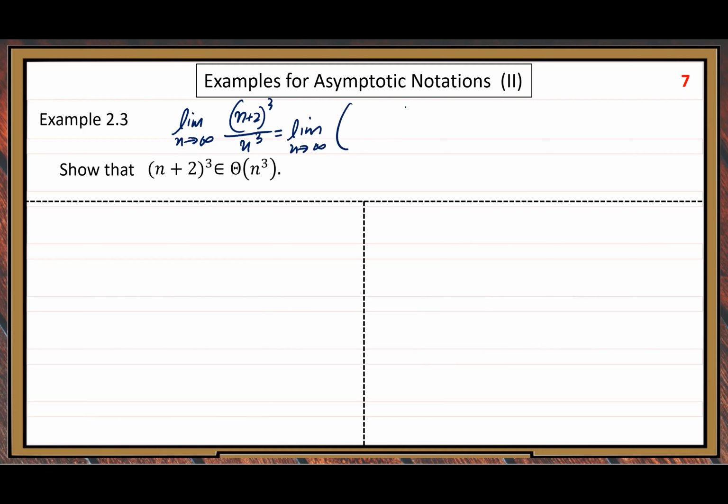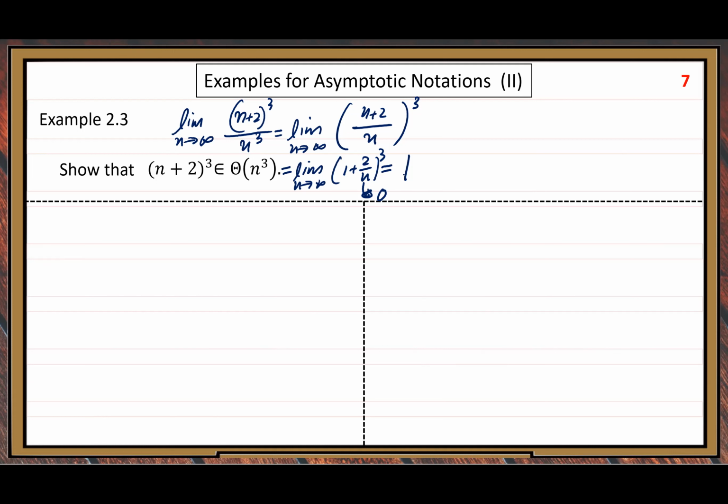We just consider (n plus 2 over n) cubed. After simplification, 1 plus 2 over n, cubed. We know this expression 2 over n goes to 0 when n goes to infinity. So that is 1 cubed, that's 1. Limit way, very simple. Okay, so you get a conclusion.